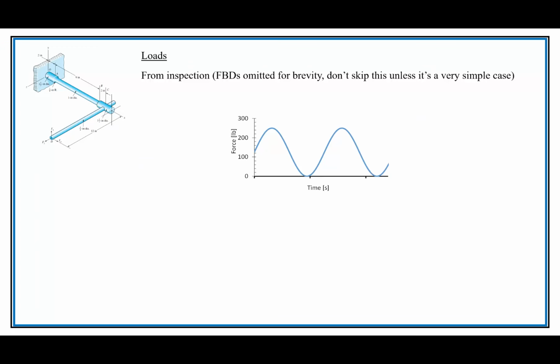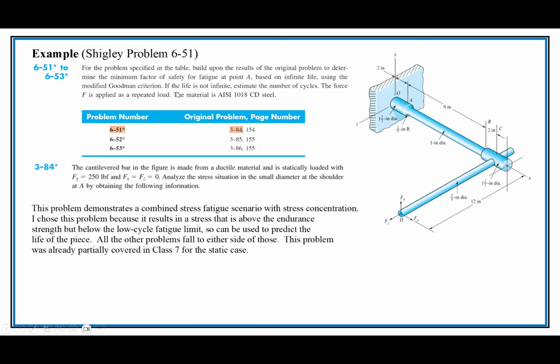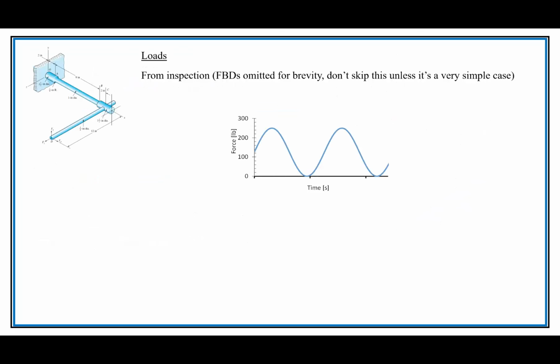So here's what the loads look like. It said they were putting 250 pounds on and off, right? Let's see where it says up above. The force F is applied as a repeated load, right? So just like that previous example, it's taken on, it's taken off, but now we're going to do it as a fatigue load, right? So here I've graphed the thing out.